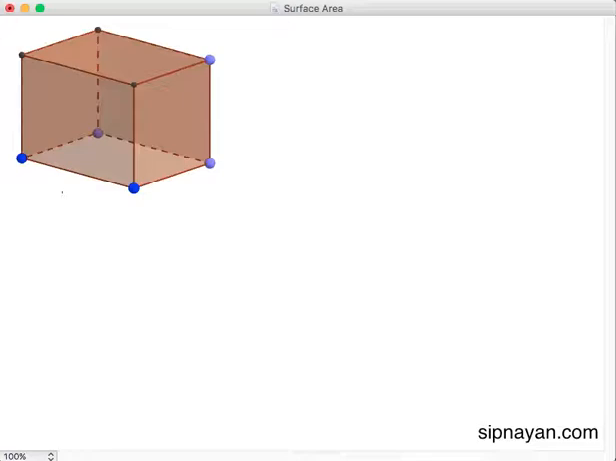So, magbigay tayo ng example na sukat. For example, yung part na to ay 5, tapos ang part na to ay 3, tapos tong part na to 6. So, paano natin kukunin yung surface area? Now, remember that the surface area is the area ng lahat ng nasa labas, yung surface ng box, or right rectangular prism to be exact.